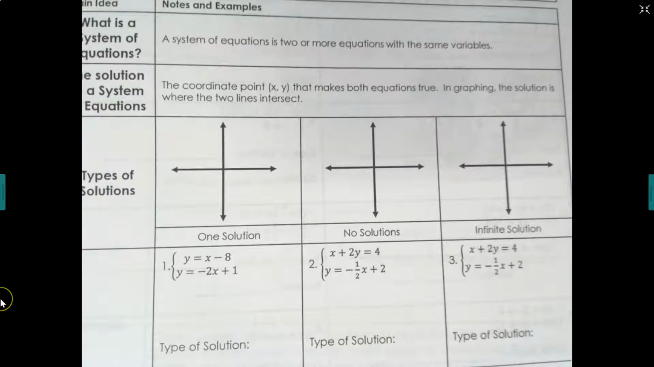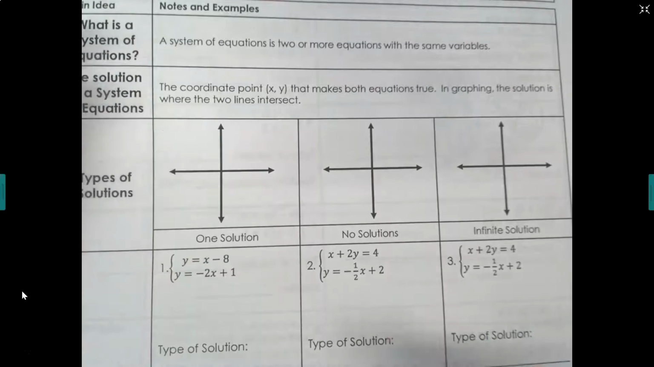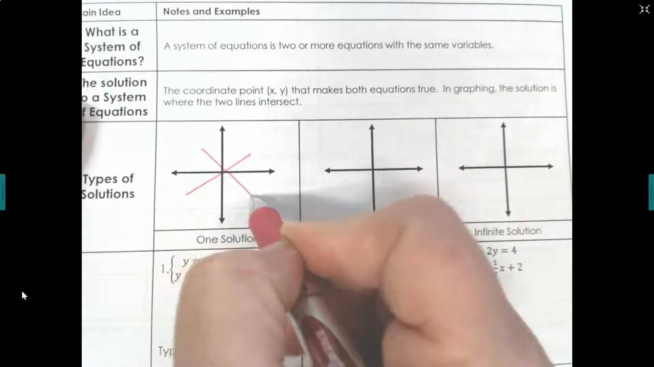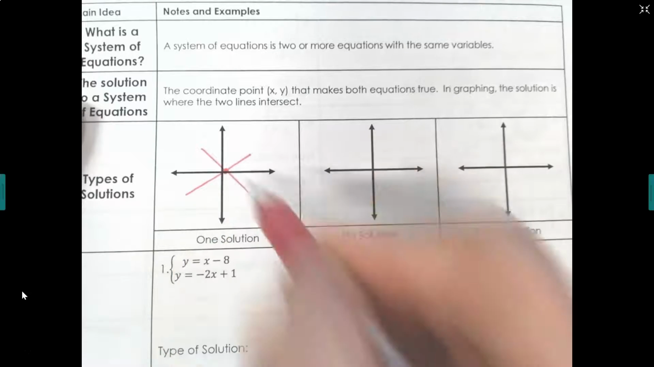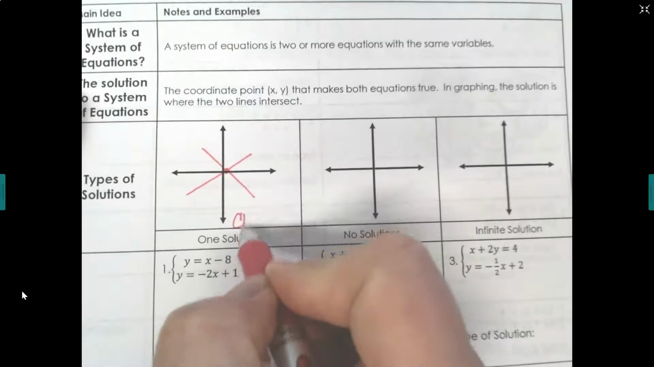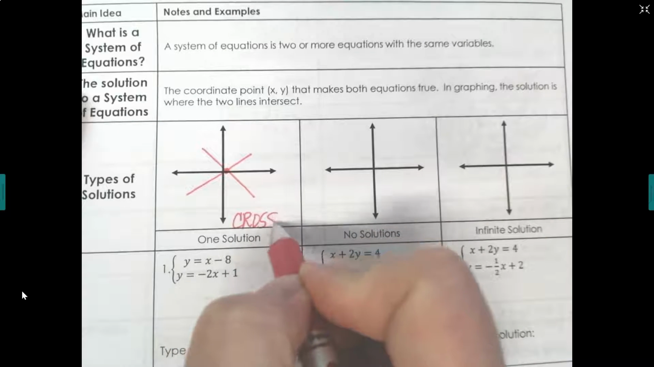Okay, and there's really three ways that we can have this occur. So let's take a look. We could have one solution, and what one solution looks like is when you have a positive slope line and a negative slope line, and the point at which they cross, that's going to be the solution. When you plug that x and that y into both of the equations, it will make them both true. So the lines are crossing for one solution.